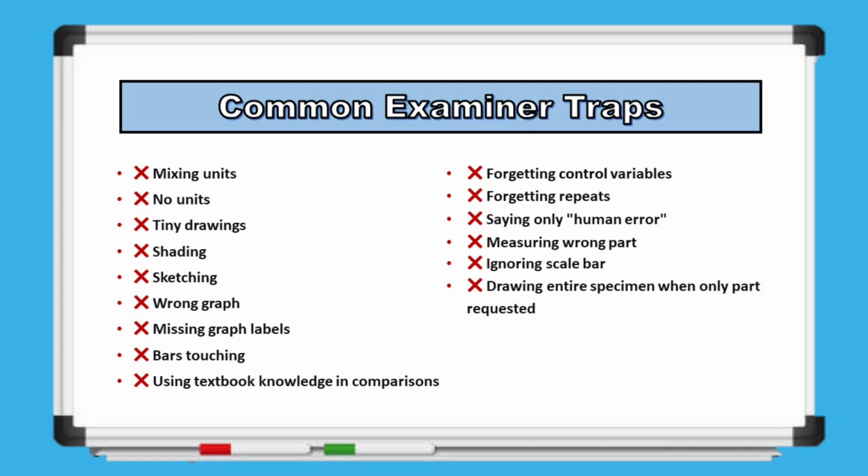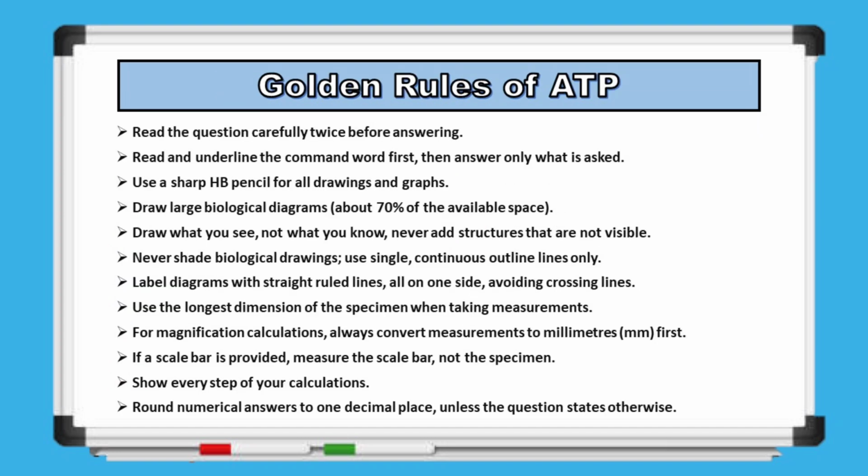Measure the correct part of the specimen, never ignore a scale bar, and if the question asks you to draw only one part of a specimen, do not draw the entire specimen. Finally, here are the golden rules of ATP that can help you score the highest marks in the examination.